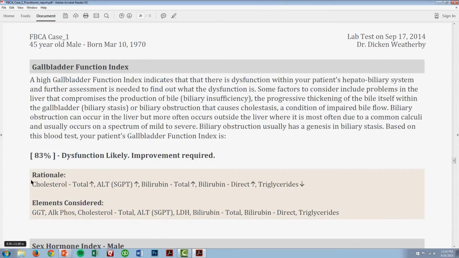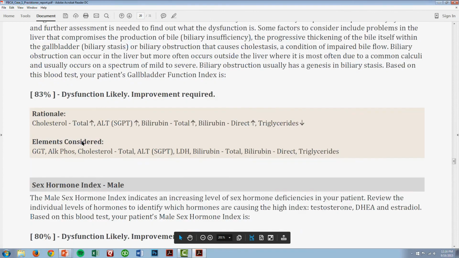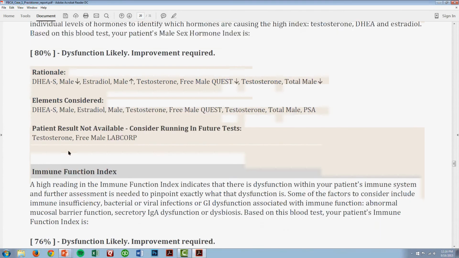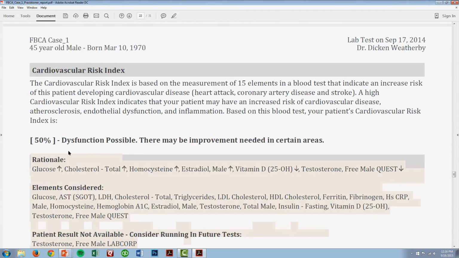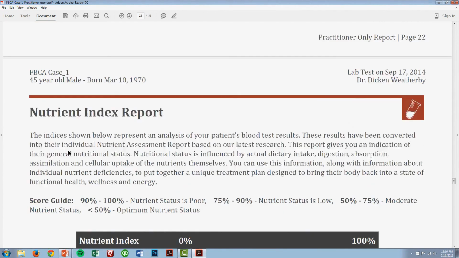Below here gives us a written report, what the rationale was, what elements are considered in order to come up with this calculation. And so anything above 50% gets a written assessment underneath. Sorry to kind of be crazy on your eyes as I'm scrolling through this.